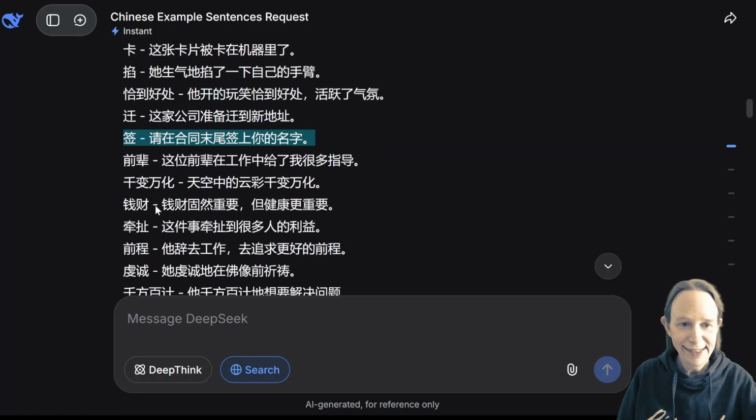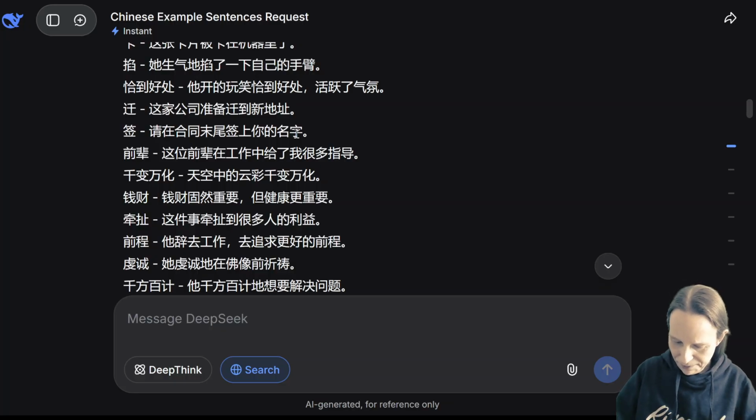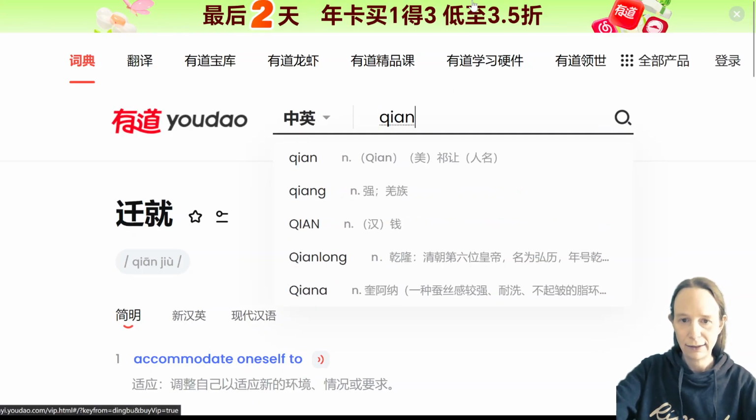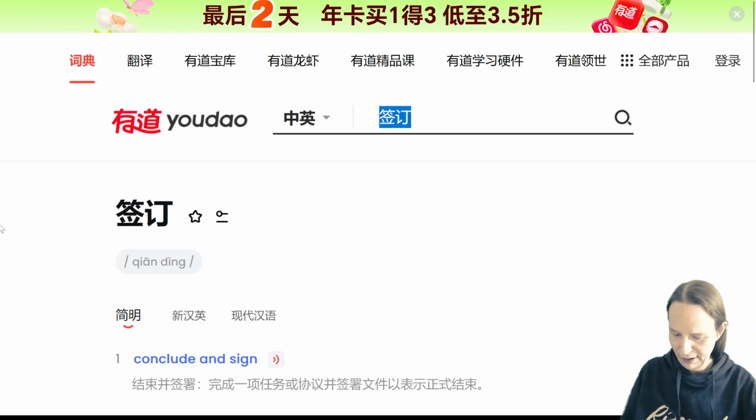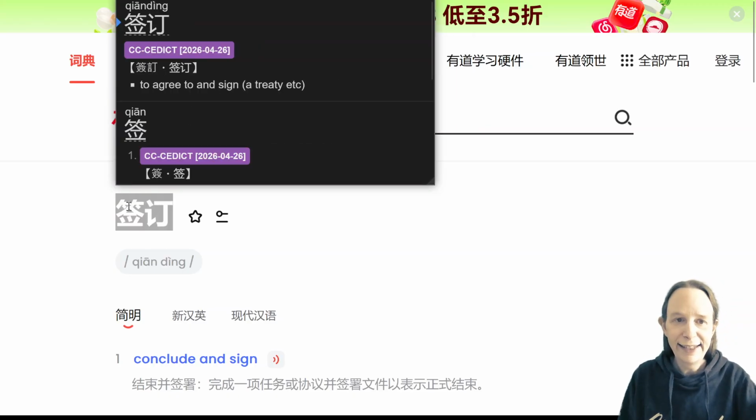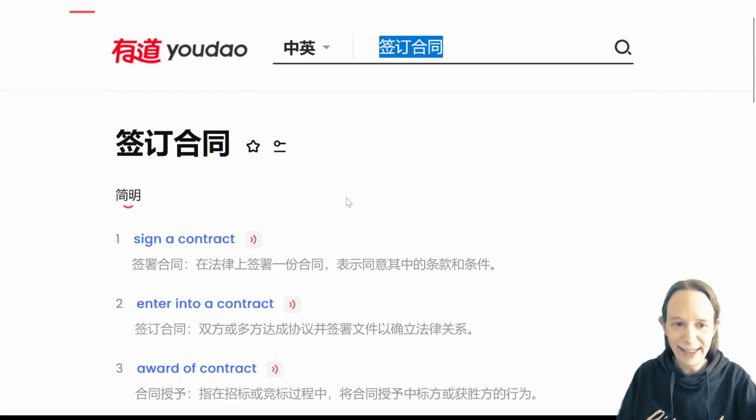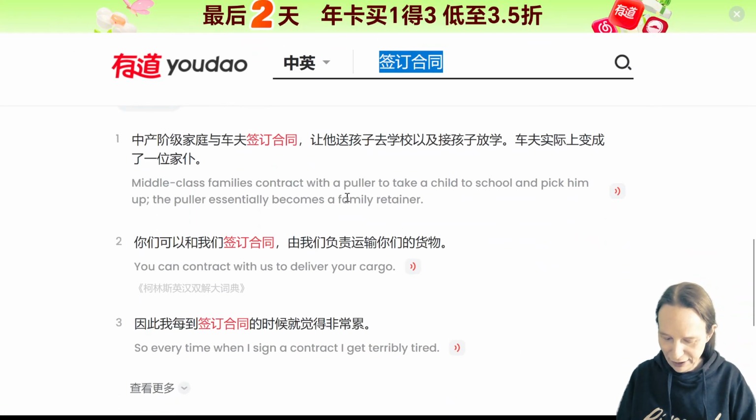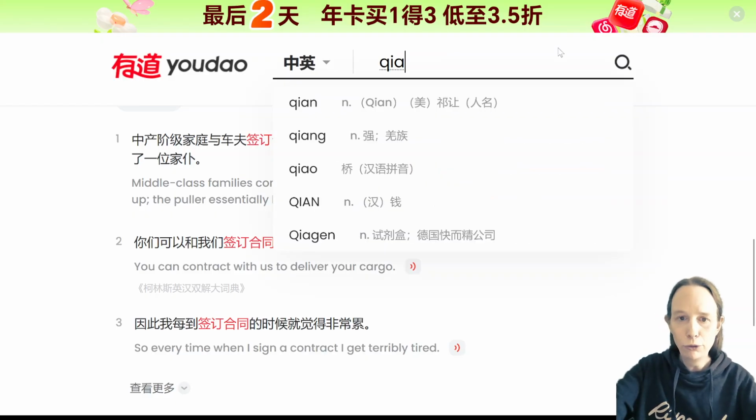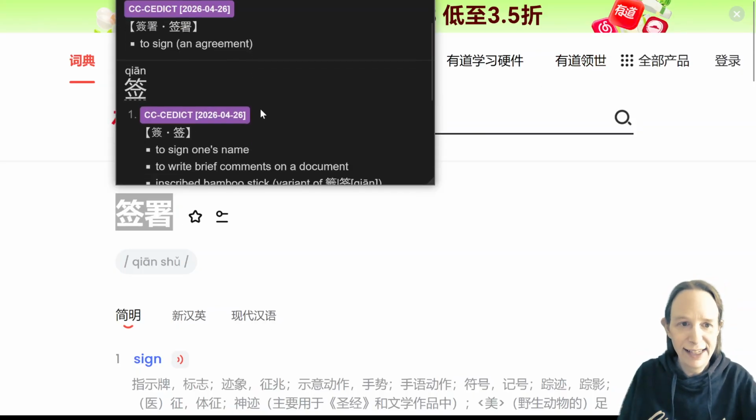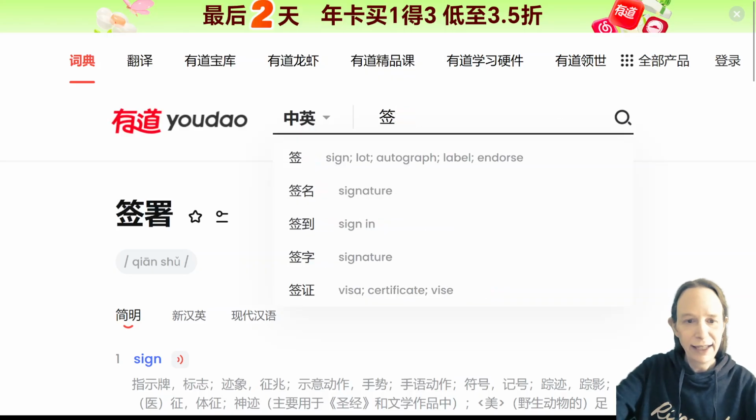Actually, 签 has two more we should add. 签订. So this is to agree and sign. 签订条约, to sign a treaty. 签订合同, to sign a contract, etc. What is 签署? This is a verb, to sign, right? 签 by itself, you can use it by itself.